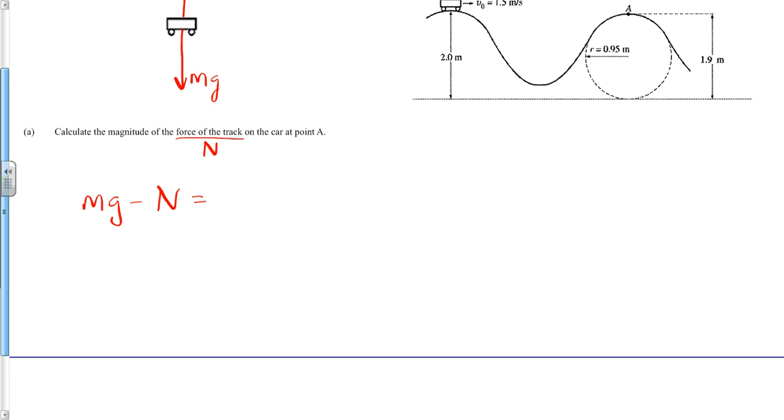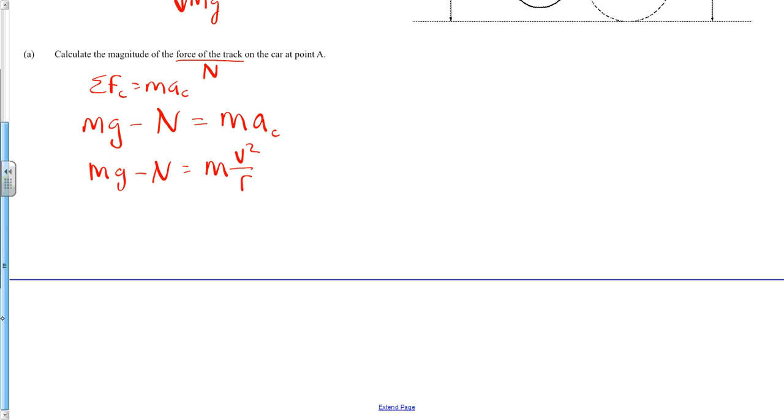mg minus the normal force equals m a_c. Circle motion, so it's centripetal. mg points towards the center of the circle, so it's positive. mg minus normal force equals m v squared over r. So mg minus m v squared over r equals the normal force.